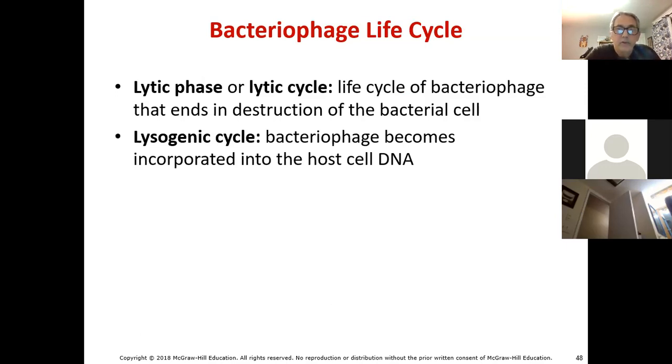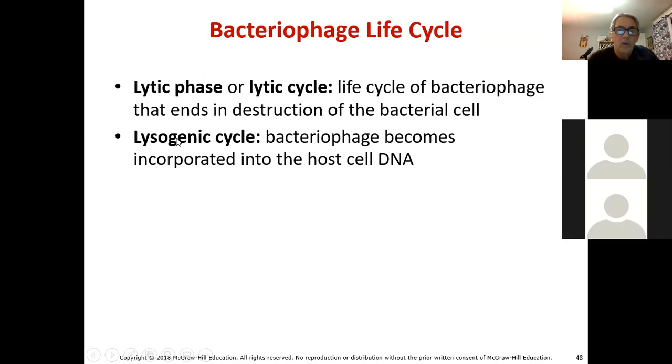So as a review, we already talked about this in the genetics of bacteria and DNA technology to a certain extent. Now we're talking about the bacteriophage virus. It has either a lytic cycle or a lysogenic cycle. The life cycle of the bacteriophage in a lytic cycle ends in the destruction of the bacteria. In the lysogenic cycle, the bacteriophage DNA incorporates into the bacterial DNA, where it's a provirus, and it will replicate right along with the bacterial DNA.